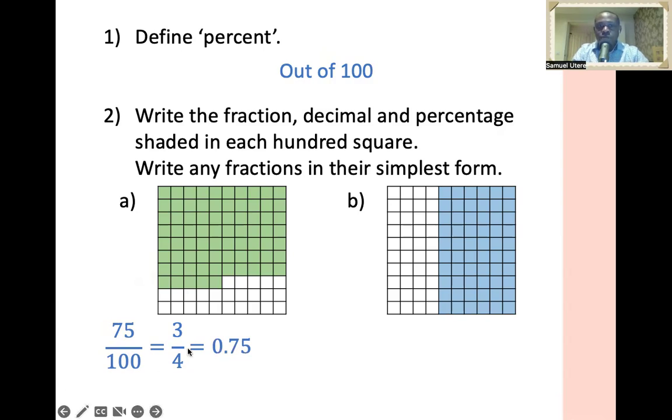And if you recall, in our previous lessons, we learned that a quarter is 0.25. So 3 lots of 0.25 is 0.75.